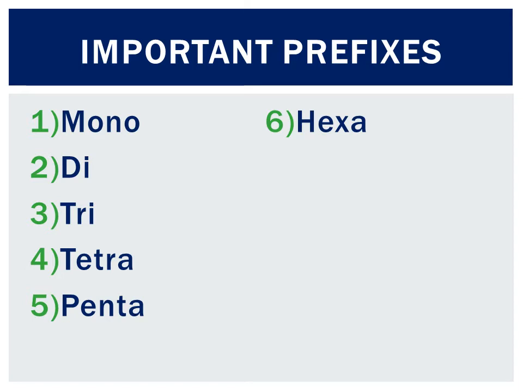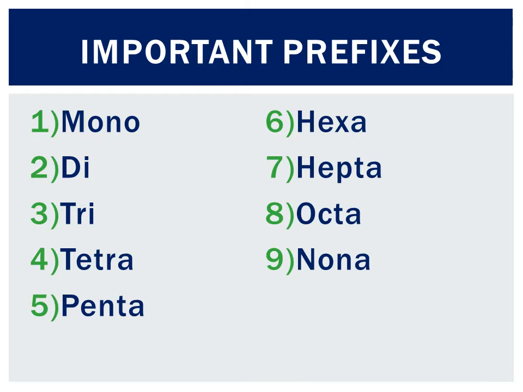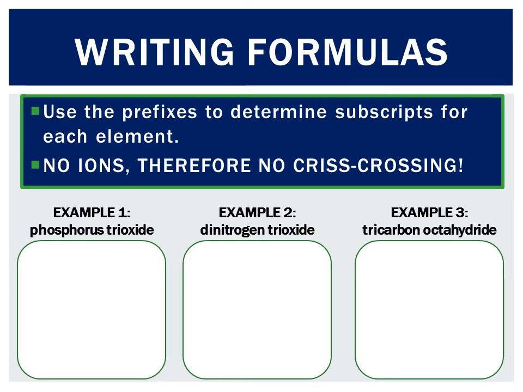And then you have hexa, which is 6, hepta, 7, octa, 8, nona, which is 9, and deca, which is 10. You need to memorize these 10 prefixes. So make sure you have them written down. If you're still catching up, pause it, finish writing them down, because you won't be able to name covalent compounds without them.